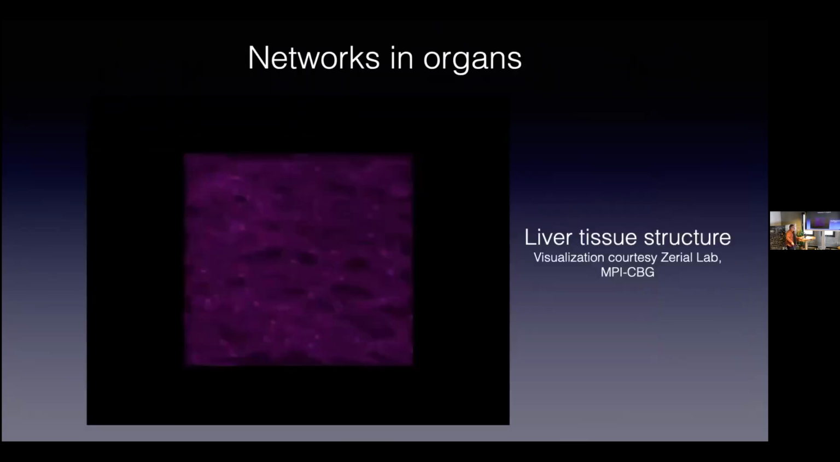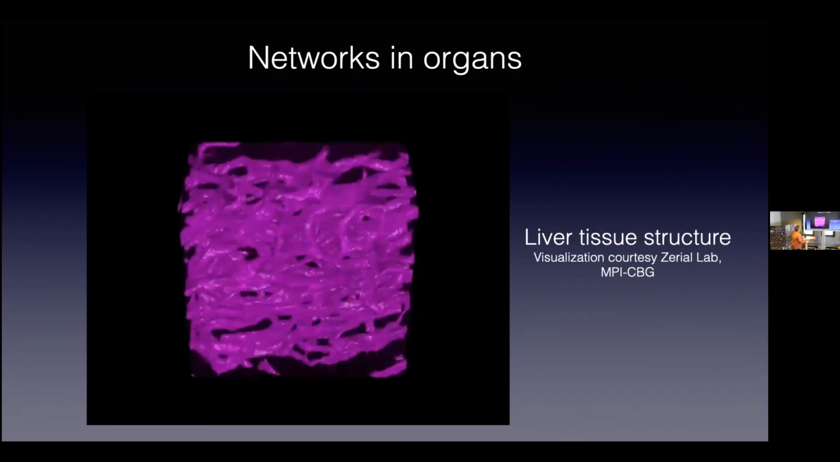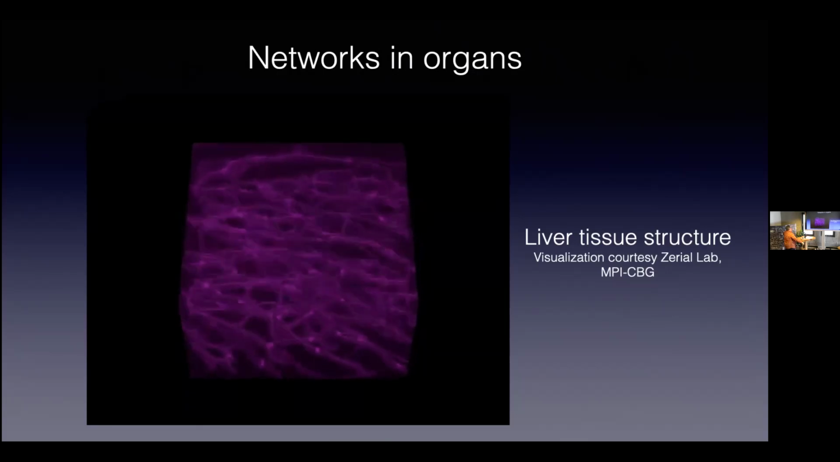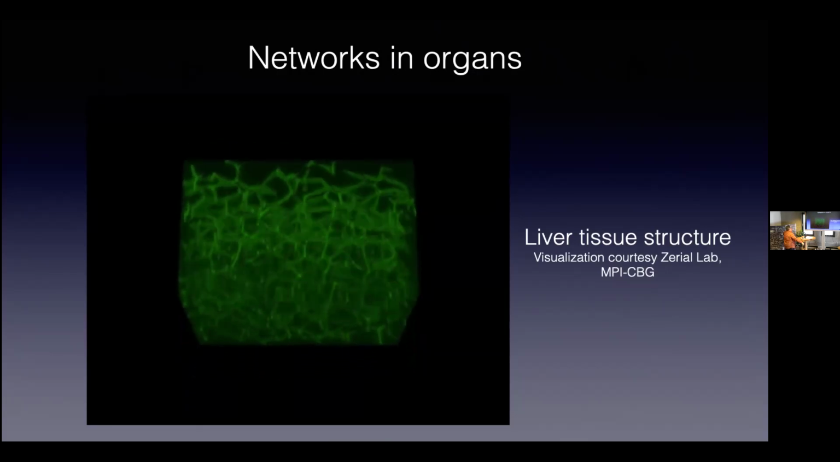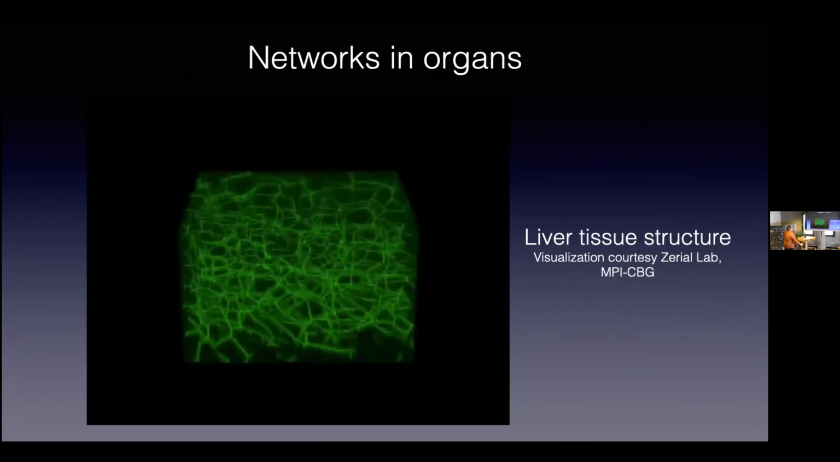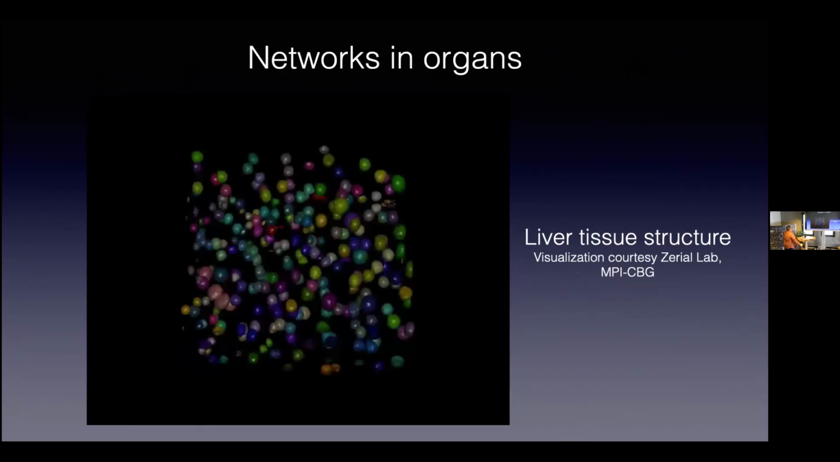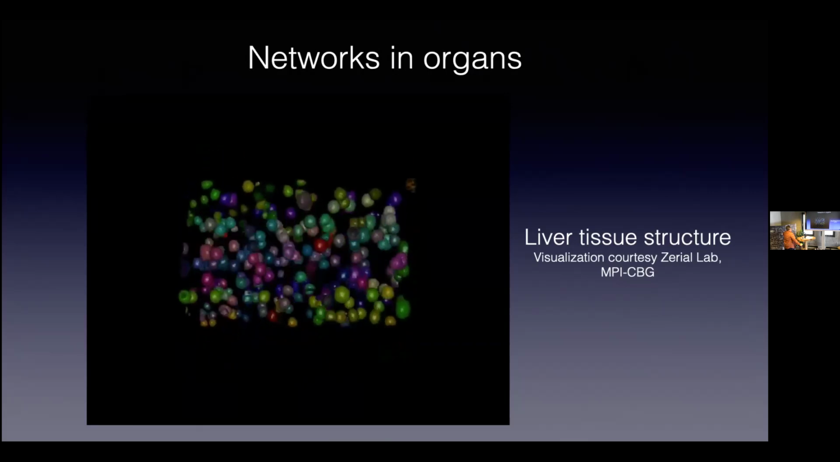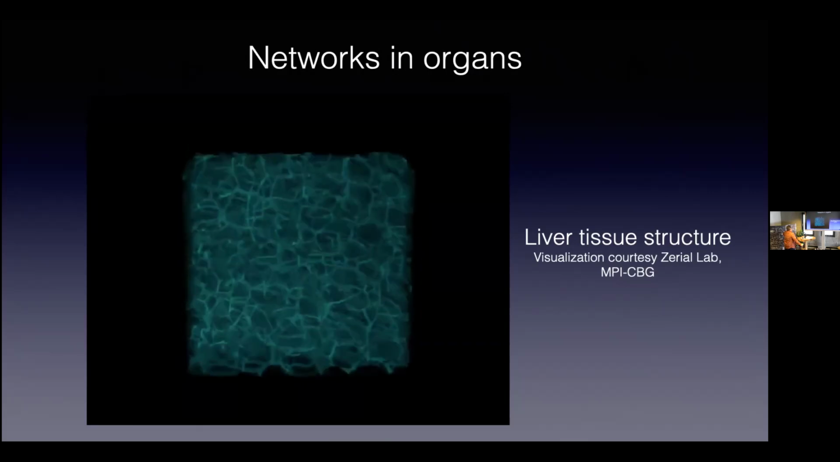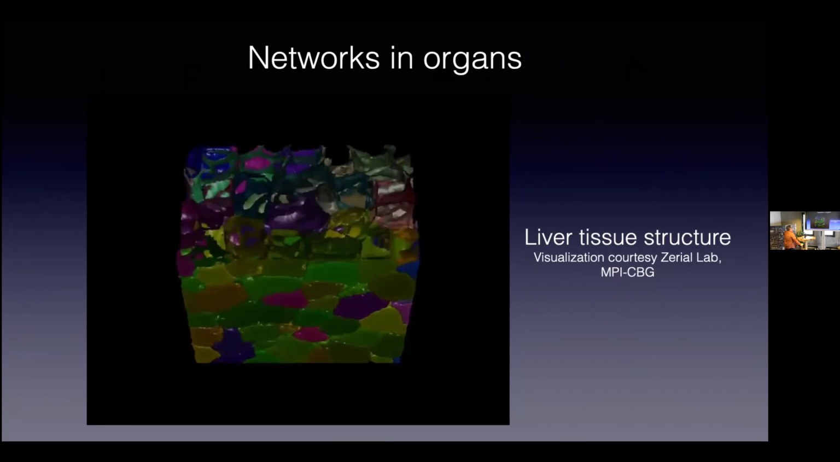Okay, so now let's talk about some actual data. That was all just theory. Hopefully you can see this on the screen. This is a visualization of the liver tissue. Purple is the sinusoidal blood networks. The green is bile, that you're seeing now. This is bile canaliculi. These are the nuclei of the cells, the hepatocytes that are in between. These are the surfaces of the hepatocytes. These are the volumes of the hepatocytes filled in.